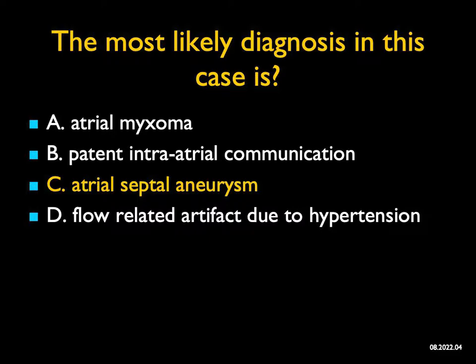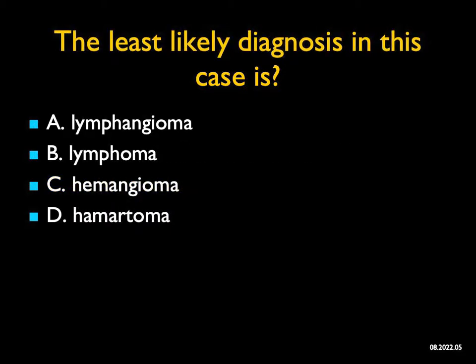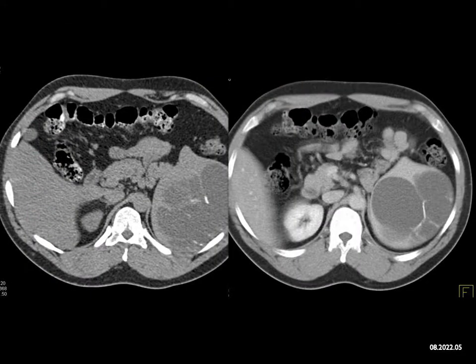The least likely diagnosis in this case. What I see on the axials and on the 3D axials with volume rendering is a complex cystic lesion of the spleen with septations. There's no solid component, there's no enhancement. Lymphoma would be more solid, not so cystic. Hemangiomas typically are vascular, not so cystic, and hamartomas are typically more solid. But again, hemangiomas and hamartomas can be somewhat cystic. But the one thing this can't be is lymphoma.